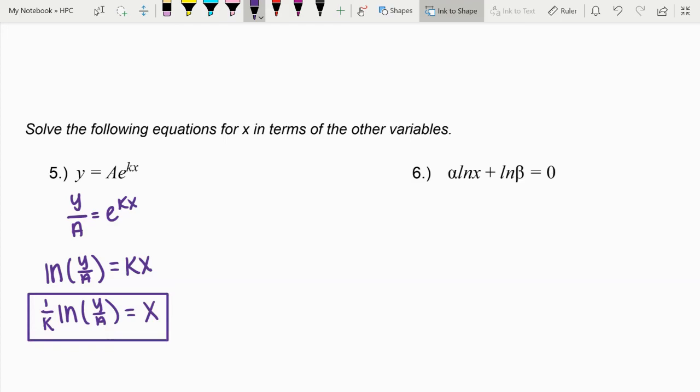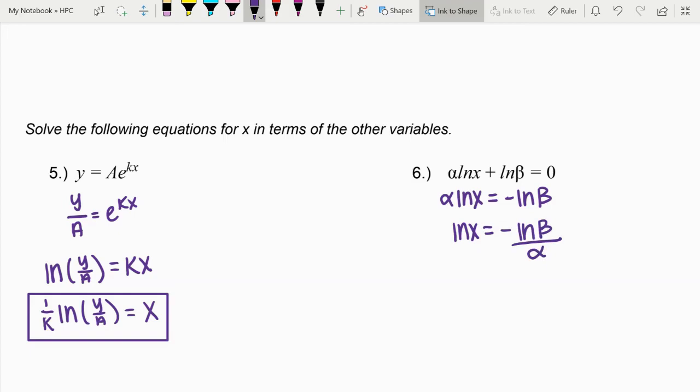In number 6, we have alpha times the natural log of x plus the natural log of beta equals 0. So since we're trying to solve for x, I'm going to first move the natural log of beta over to the other side. So I have alpha times the natural log of x is equal to negative natural log of beta. Then I can divide both sides by alpha. So I'll have the natural log of x is equal to the negative natural log of beta divided by alpha.